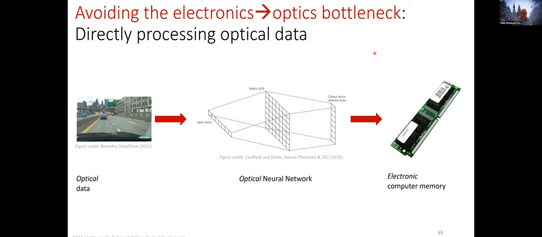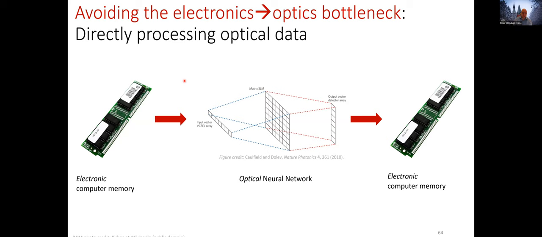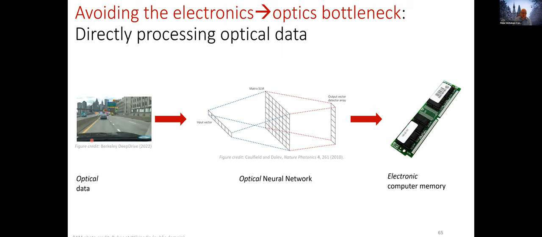And one option to at least eliminate the first one is, instead of sending data into an optical neural network from an electronic memory, why don't you literally send an optical scene? Then the data has started in optics in the first place. If you imagine bolting an optical neural network on top of a self-driving car, you don't need to first have a camera record the image and then send it to a neural network. You can just have the scene literally come in through a lens into the optical neural network. And this can at least get rid of the first bottleneck.